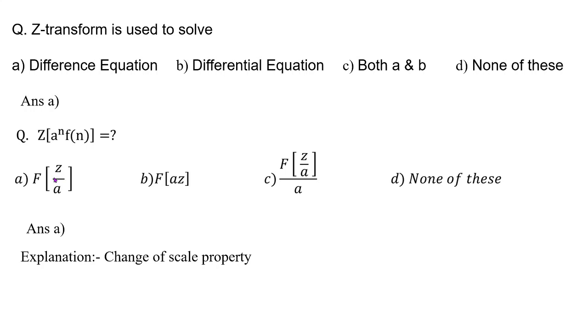If I compare it with the Laplace transform, note that here there is no multiplication with 1 by a, right? Generally Z transform and Laplace transform are studied on parallel lines, right? So this difference must be noted. Here there is no 1 by a, right? In order to confuse, option number C is given. So here there should not be any multiplication with 1 by a.